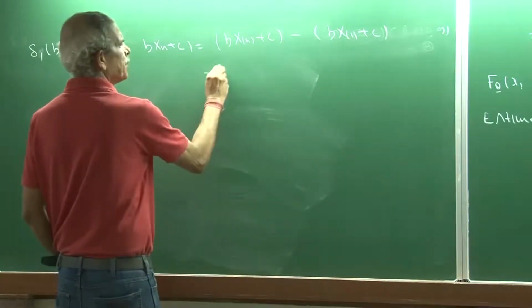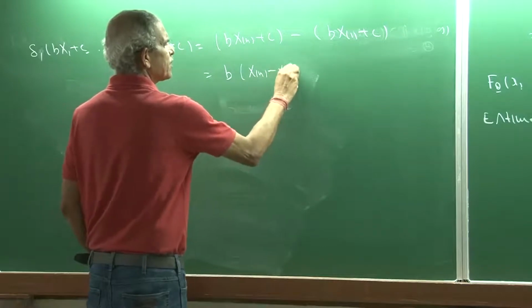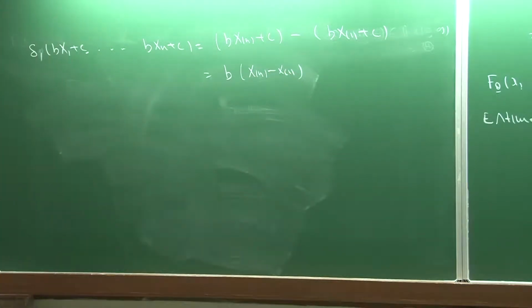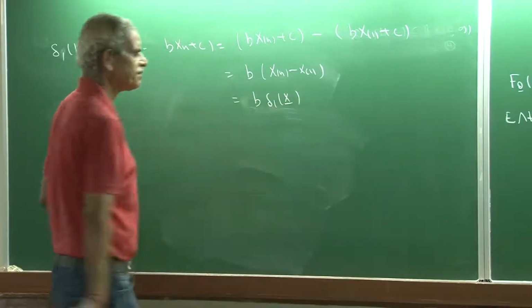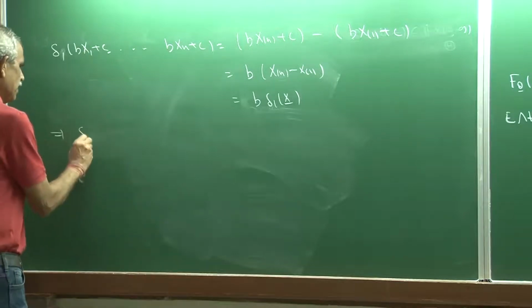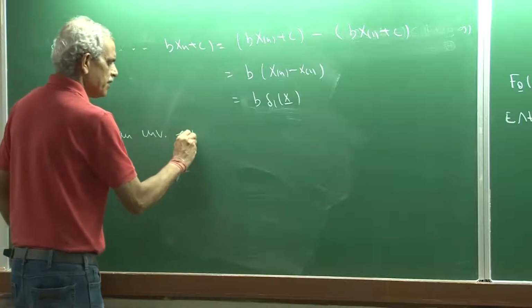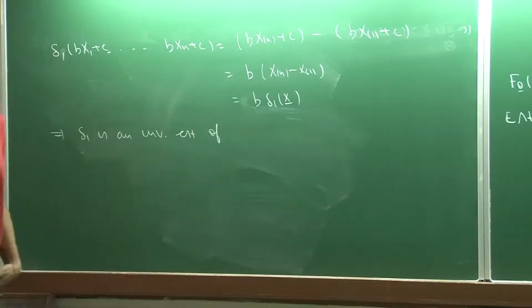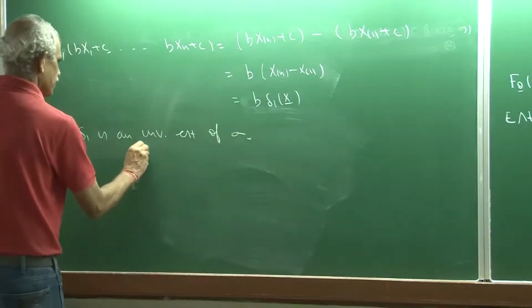So this becomes b times xn minus x1, but xn minus x1 was nothing but delta naught. So this implies that same as b times... What does that mean? This implies that delta 1 is an invariant estimator of sigma, affine invariant estimator of sigma.